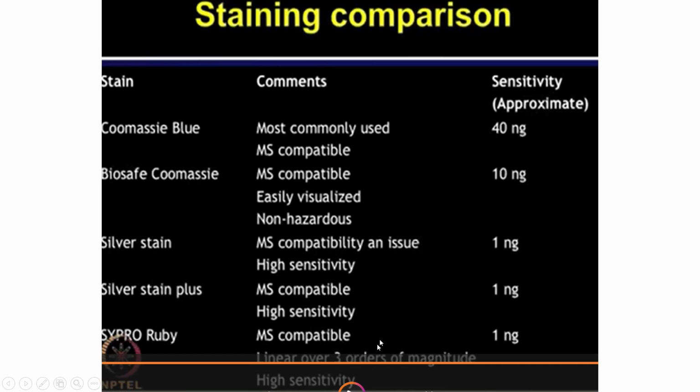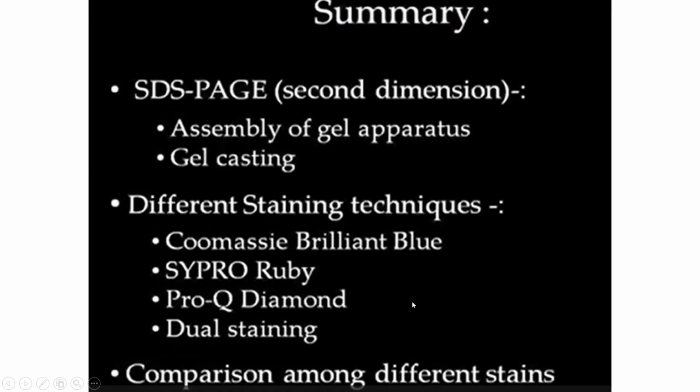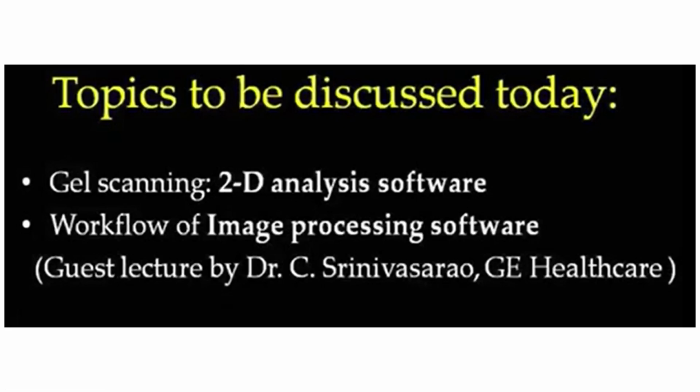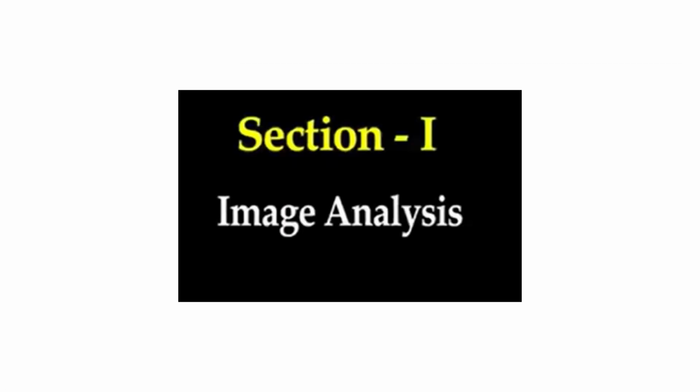So these dyes can detect even 1 nanogram of protein, whereas these detect about 50 nanograms of protein. So if it is less than that, this might not detect. This is what was discussed in the week 3 lecture.